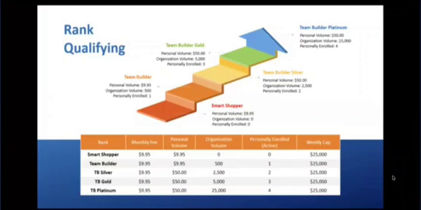So we made it super simple. If you bring in two people on your very first month, the only thing that you're going to miss is the 500 in organizational volume, which you can get through their product purchases and their memberships. So super simple. Now, there is a mistake on this slide. The weekly cap does not pertain to the rank qualifying. The weekly cap only pertains to the binary, and we capped out at 25,000 a week. So we'll get rid of that, and we'll repost the correct comp plan for you guys later tonight or tomorrow.